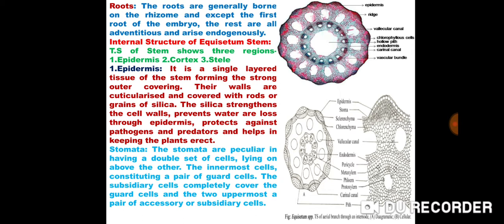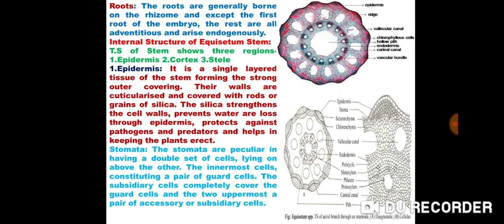Then we discuss about the internal structure. First one is internal structure of stem. Transverse section of Equisetum stem shows three important regions: epidermis, cortex and stele. First we know about the epidermis. It is a single layered tissue of the stem forming the strong outer covering. Their walls are cuticularized and covered with rods or grains of silica.